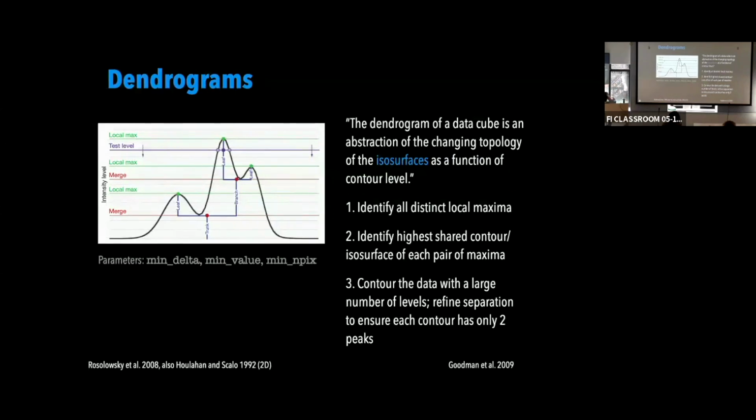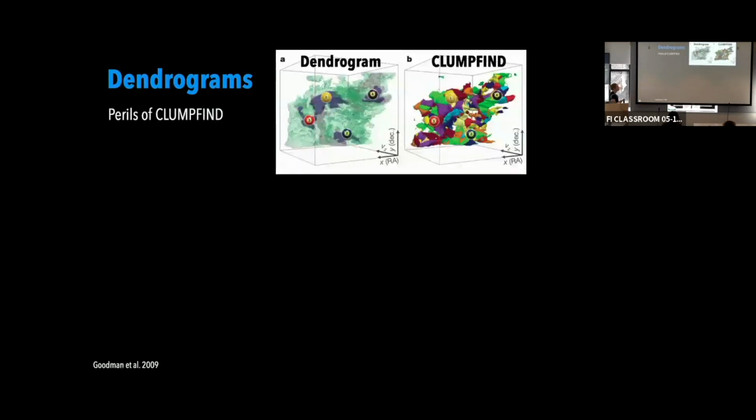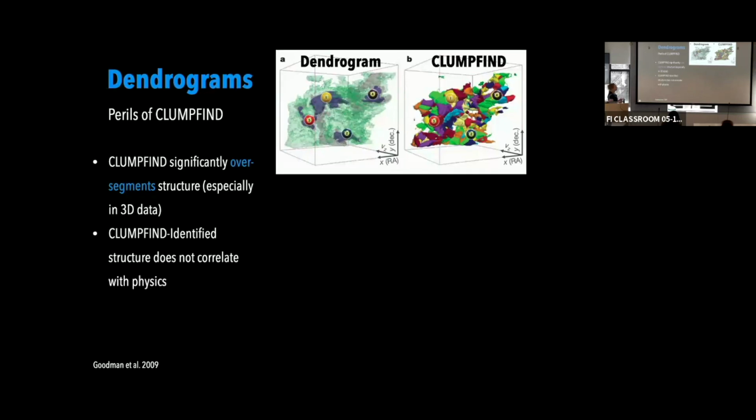Watershed decomposition algorithms are quite old, but there's some more recent work that Alyssa Goodman pointed out. You know, dendrograms should be much, much better than clump find. And one particular problem is that clump find tends to over-segment the structure. So here's a star-forming region, the dendrogram, and what you get when you apply clump find. You can see there's a lot more substructure. In particular, in this paper, she argued that clump find identified structure does not correlate with physics.